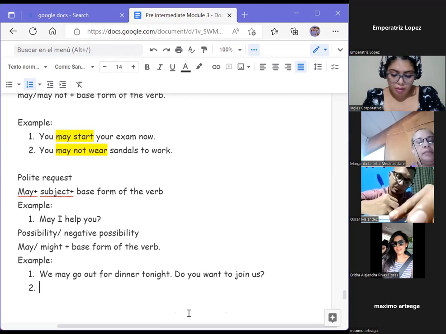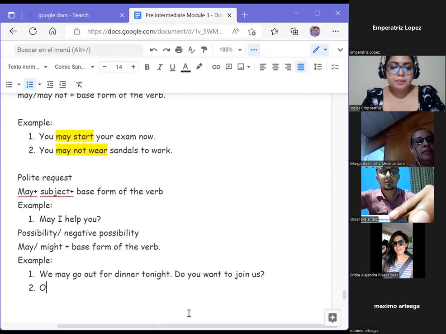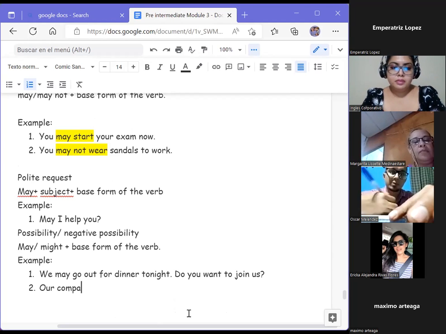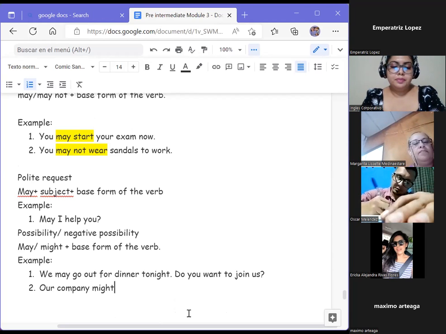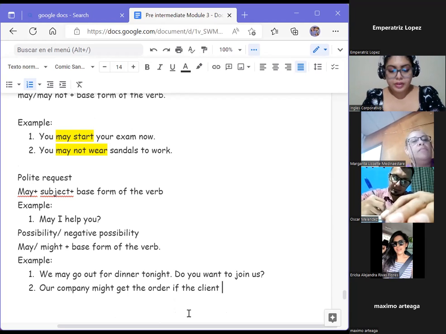And we have a second example. Our company might get the order if the client agrees to the price.